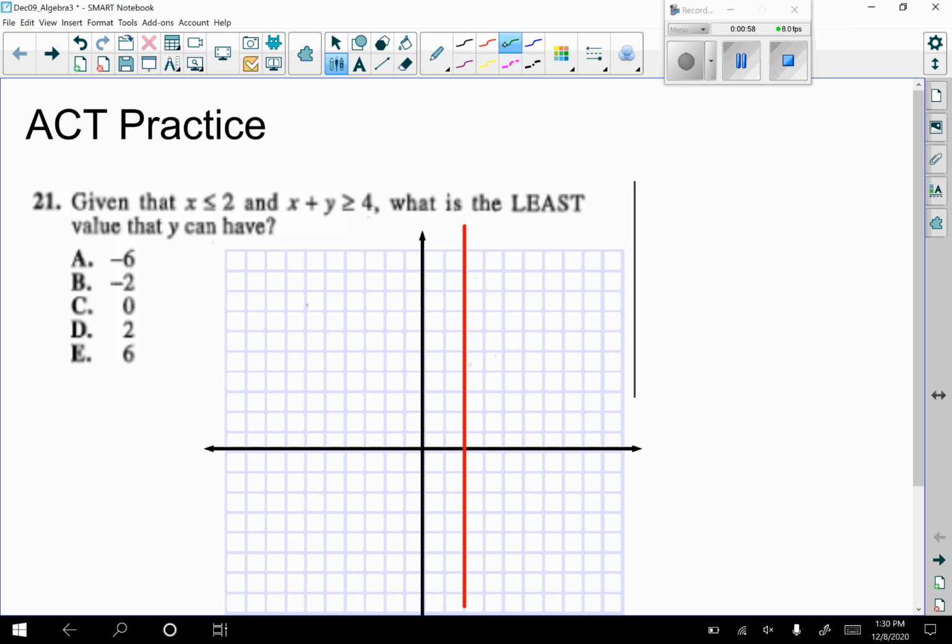Now for the second inequality, this just becomes, in slope-intercept form, y is greater than or equal to negative x plus 4. So we'll go ahead and graph that. Y-intercept of 4, and I have a slope of negative 1. So this is also another solid line.